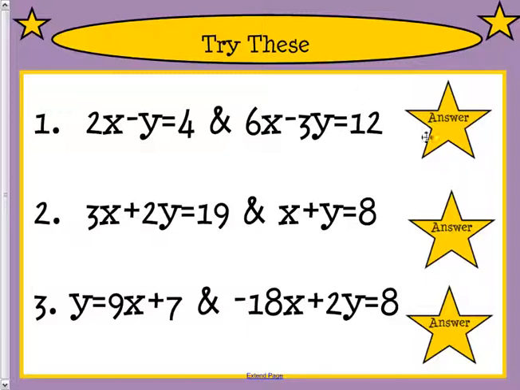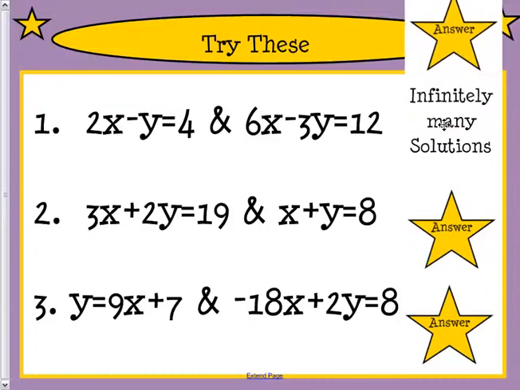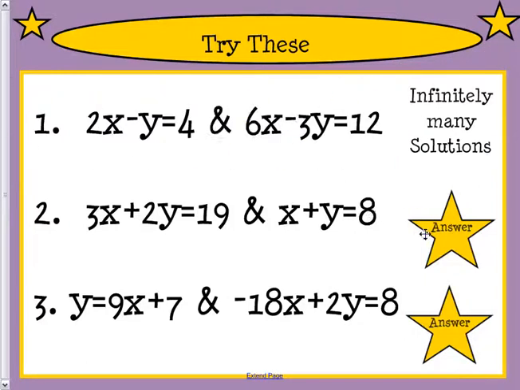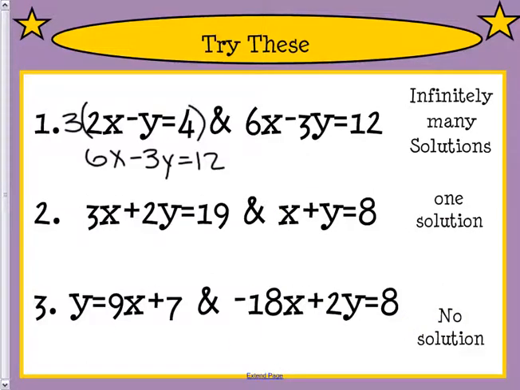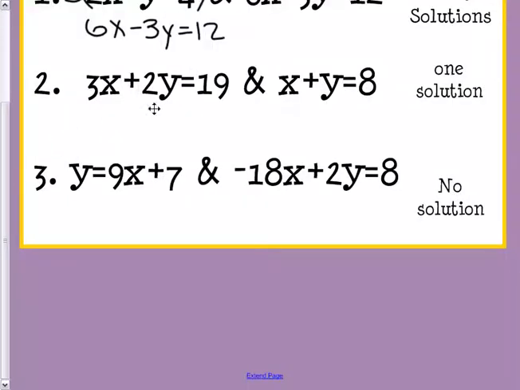So here we go. The first one is infinitely many solutions. The second one is one solution. And the third one is no solution. Why, you ask? Well, if I multiply this one by 3, I get the exact same equation. So infinitely many solutions. Number 2 is just a normal equation.